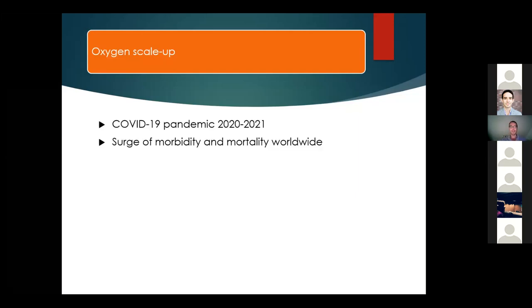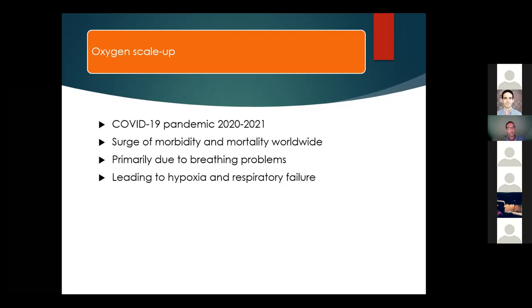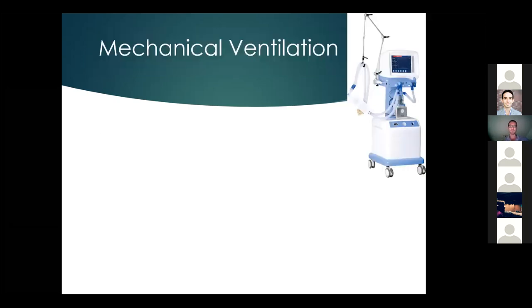As we all know, in this pandemic, there's been a real surge of acute illness, of very sick patients, and of deaths throughout the world, primarily as a result of breathing problems, although patients also suffer from many different organ system consequences of the virus. The main breathing problems they get lead the patient to become hypoxic, with low levels of oxygen in their body, and to develop respiratory failure. And the primary well-known therapies for this can be summarized as oxygen and mechanical ventilation.